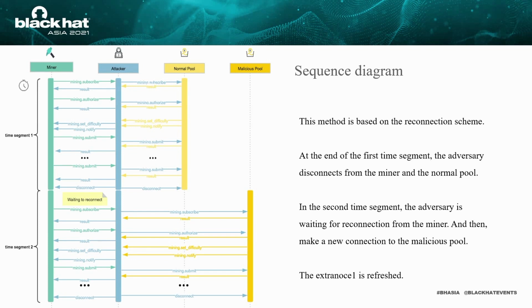This method is based on the reconnection scheme. At the end of the first time segment, the adversary will disconnect from the miner and the normal pool. In the second time segment, the adversary is waiting for reconnection from the miner and then makes a new connection to the malicious pool. The extranonce 1 is refreshed. So our man-in-the-middle attack is effective.